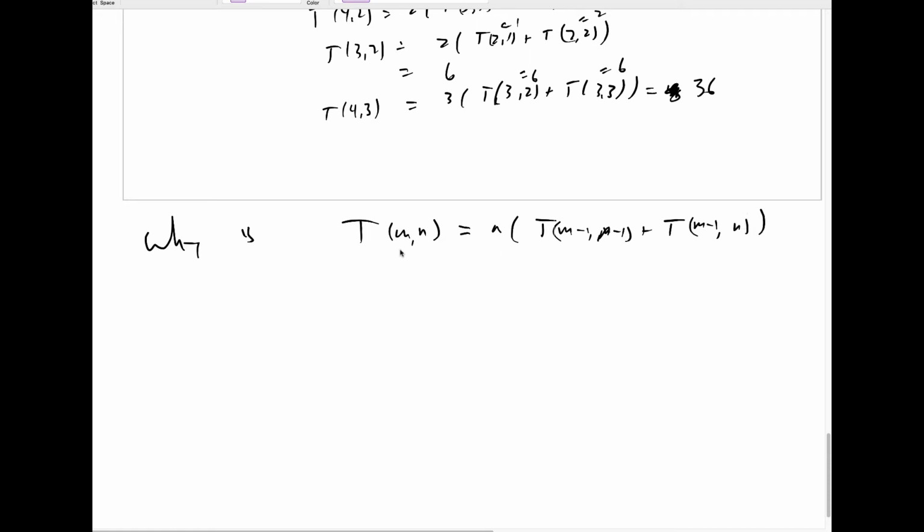And we'll give a combinatorial reason for this. We ask, what does Tmn count? This counts the number of words of length m from an n-letter alphabet where we use all of the letters at least once. Well, let's say I want to construct such a thing. Here's an m-letter word.